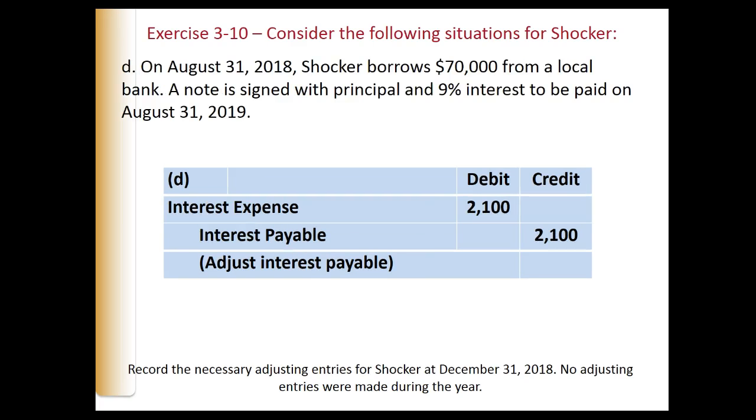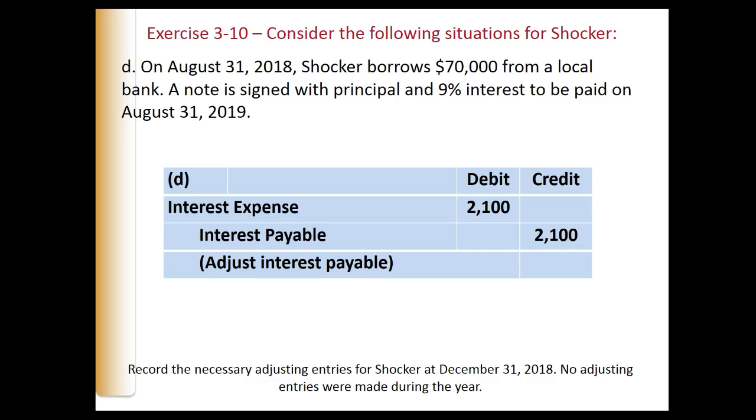On August 31st, 2018, Shocker borrows $70,000 from a local bank. A note is signed with principal and 9% interest to be paid on August 31st, 2019. So basically, we started a note 4 months prior to the end of the year. And it was a $70,000 loan. The note was 9% over the entire year.